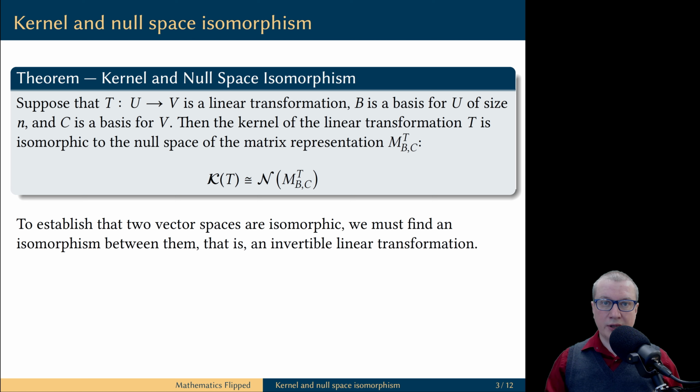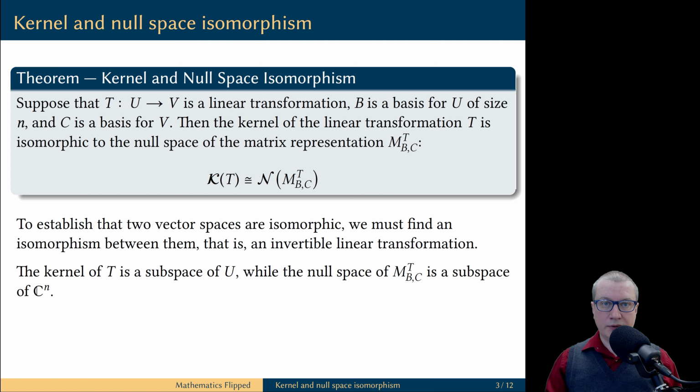So to prove that the kernel is isomorphic to the null space, we need to construct an invertible linear transformation that goes from the kernel to the null space. The kernel of T is a subspace of the domain U, and the null space of the matrix representation is a subspace of Cn, where n is the dimension of the domain U. This is because this matrix representation has n columns.